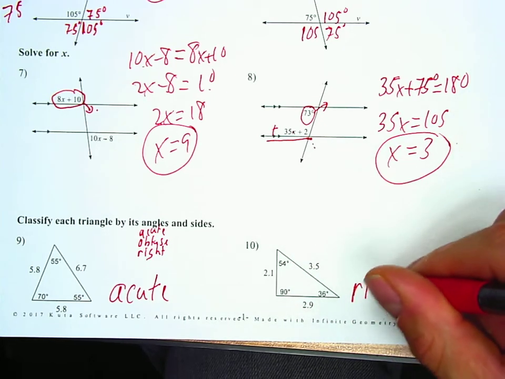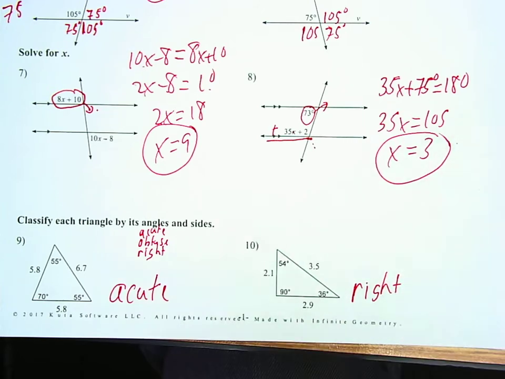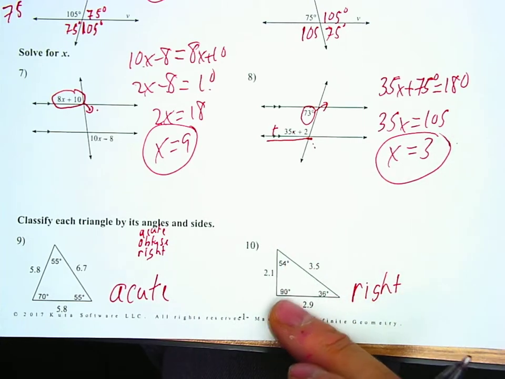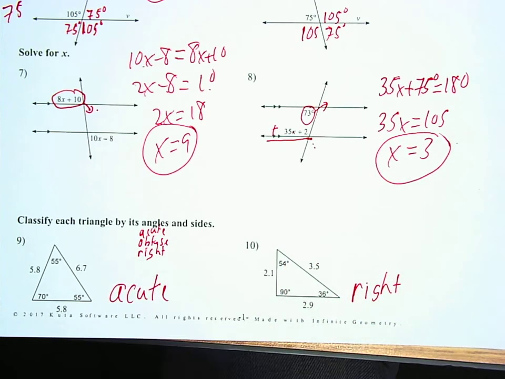Question 10 is a right triangle. If 2 of them are less than 90 and one of them is bigger than 90, that's an obtuse triangle, where one angle is greater than 90.